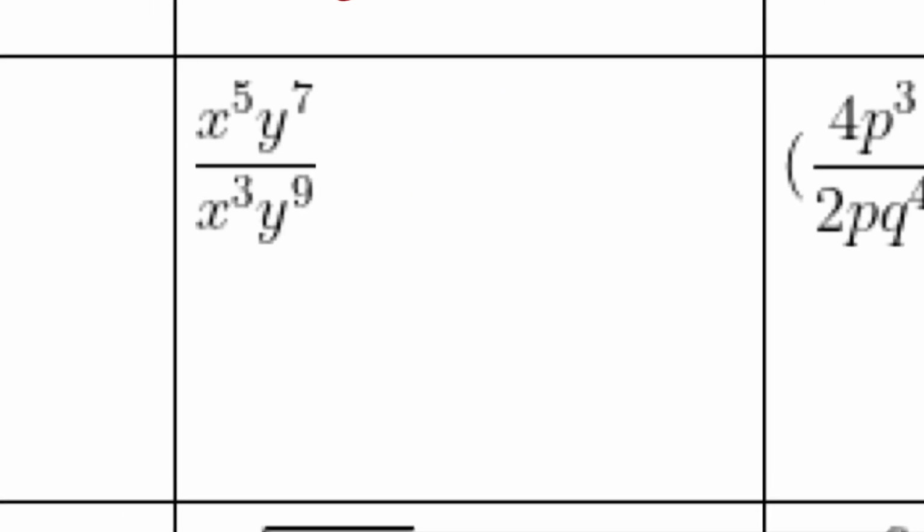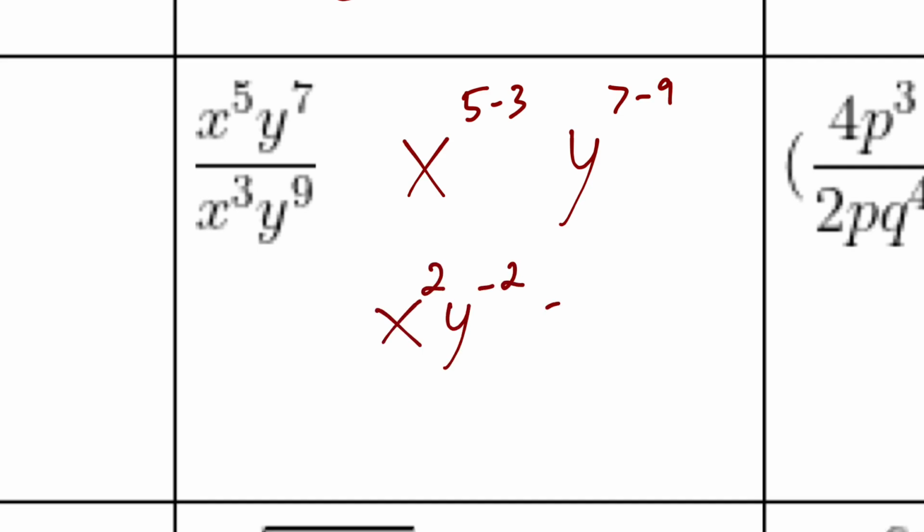If there's 5 x's on top and 3 on bottom, I'm going to subtract to find the difference. If there's 7 y's on top and 9 on bottom, I'm going to subtract to find the difference. I get x squared, y to the negative 2, which is the same thing as x squared divided by y squared, because to remove the negative exponent, I flip it and make it positive.